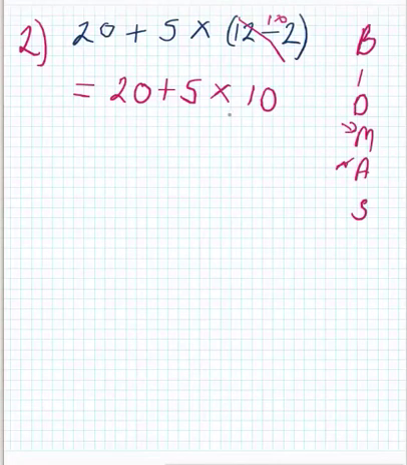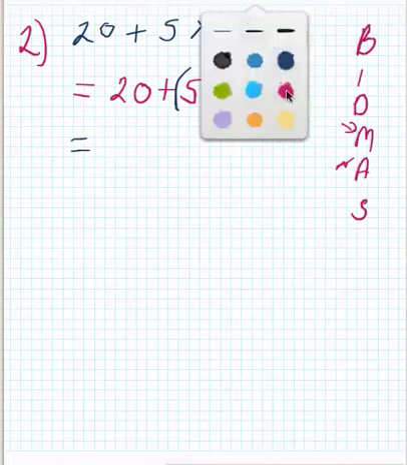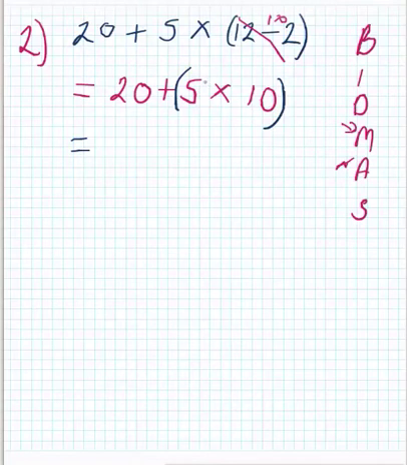Be very careful, don't go 20 plus 5. We know multiplication is more powerful than addition, so we do that first. And you can put in your own brackets to show that you're doing that first. Okay, so then we have our next step. 5 times 10 is just 50.